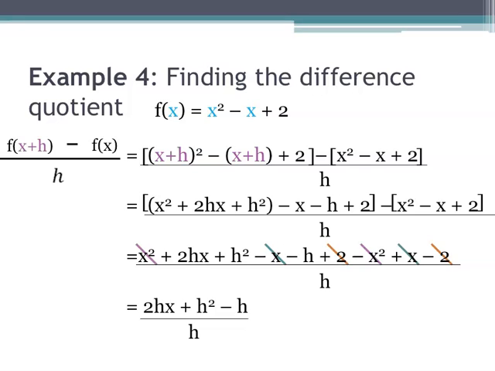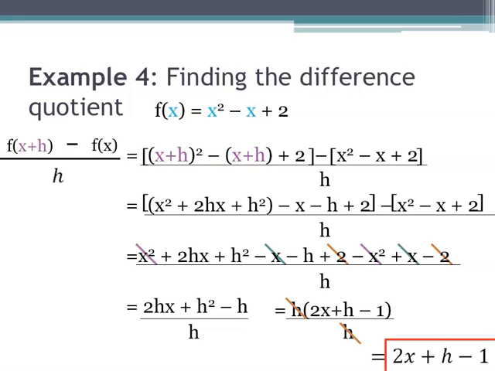And what we can do here is, in the numerator, factor out an h, leaving you with 2x plus h minus 1 in parentheses. Put that over h, and now the h's cancel. And that leaves you with 2x plus h minus 1.